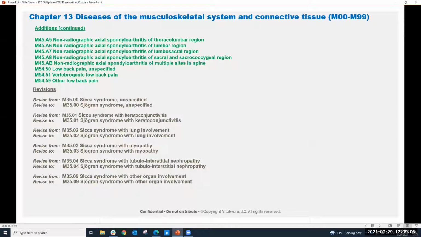So next slide is just a continuation of chapter 13. And then you'll see the revisions here. And all that they're changing here is the code description. They're changing it from Sicca syndrome to Sjogren's syndrome.